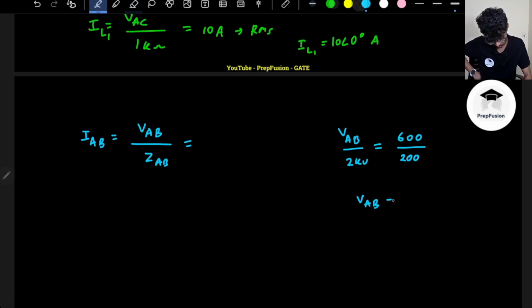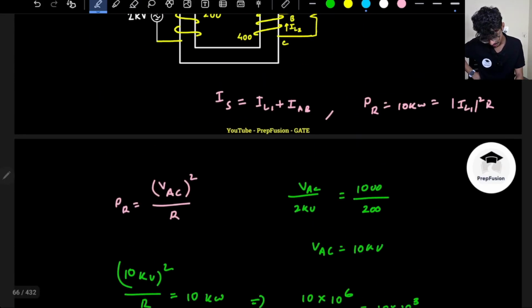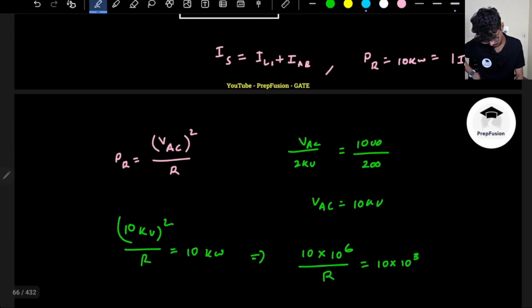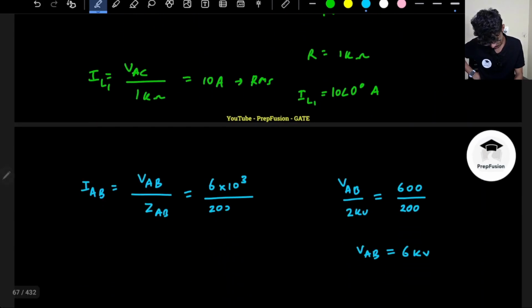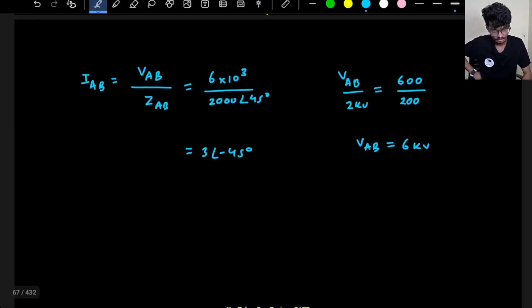So VAB will be equal to 6 kilovolt. Okay, so it will be 6 into 10 cube divided by ZAB. ZAB is basically 2000 angle 45. So from here it will be 3 angle minus 45. Sorry, this is my IAB. Okay, so my IAB is 3 angle of minus 45. Now I can simply add the two numbers and I will get my result.